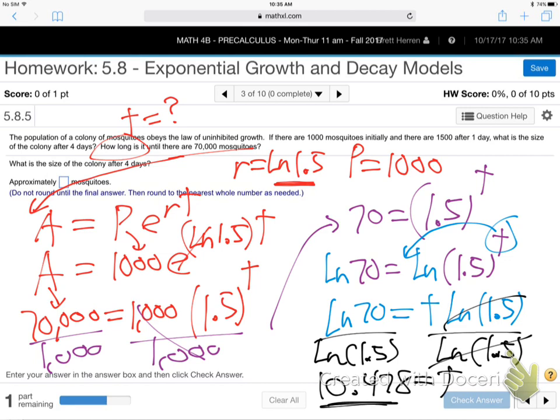Until, that's not very long, huh? In 10 days, you got 70,000 mosquitoes. They went from 1,000 to 70,000 in 10 days. That's why we need insecticides, huh? Is that making sense? Questions on that one? So notice it was all about getting that R, wasn't it? That rate was crucial. Finding that R, which was ln 1.5, was absolutely crucial, which came from this information: 1,000 to 1,500 in one day. Once they showed me a growth, I was able to nail it, right?